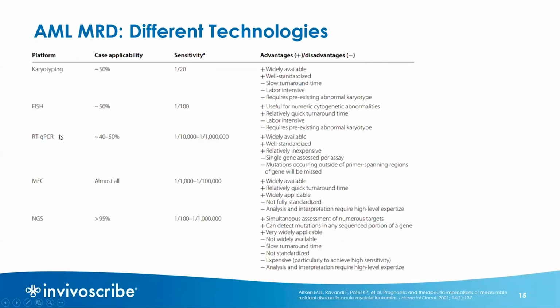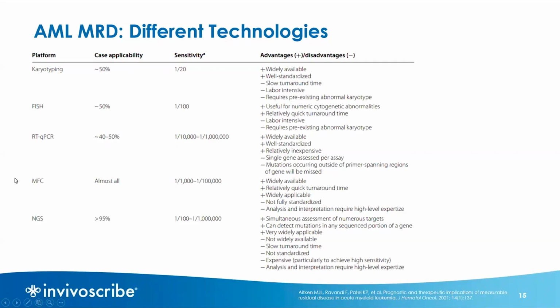So the array of technologies, there are an array of technologies that do exist. I want to highlight a few of them, some of the tried and true ones that have been around for a number of years, and the ones mentioned specifically, or emphasized rather, in the recommendations. I made mention of RT-PCR, flow cytometry, and NGS. And they do differ in terms of what cases they can apply to and what sensitivity they have. And as you can see, particularly for these last two, the range of sensitivity is much more improved relative to some of the earlier technologies.